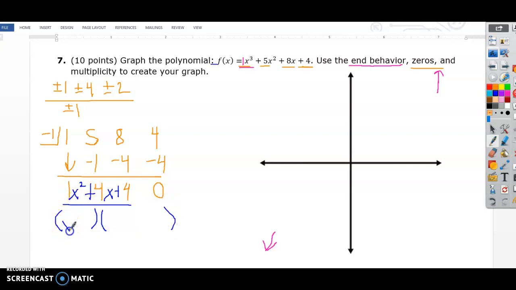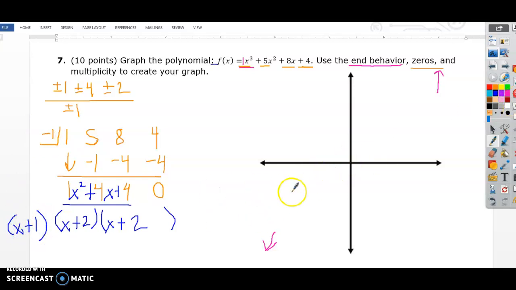So x squared is x times x. Since there's just a 1, I'm going to think what two numbers multiplied together give me 4, but when I add them, also give me 4. So that has to be 2 and 2. Please remember, since this is x squared, you could also use the quadratic formula, and that is absolutely okay. So now I'm going to write this factor from up here, which is x plus 1.